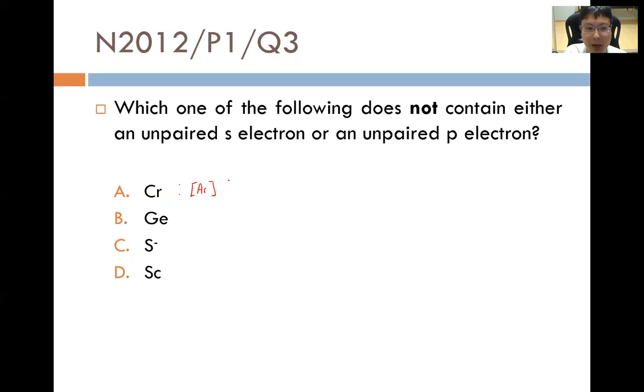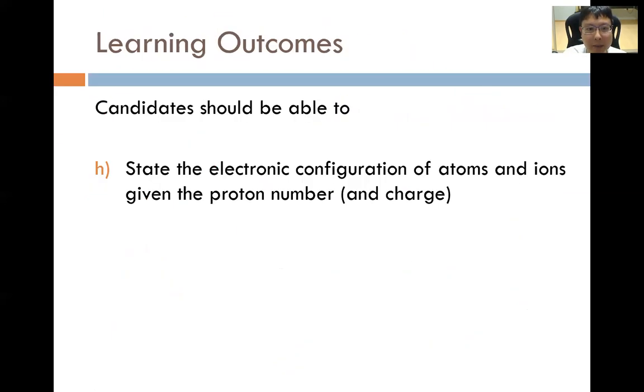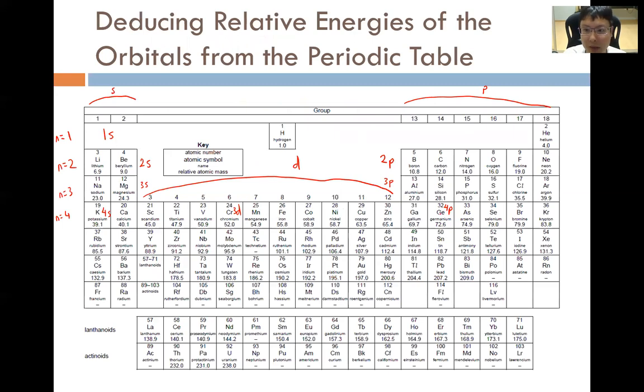After this, we will have the 4s1, 3d5, and if you were to write it like this, it would be like this. So indeed it does contain an unpaired s electron, and hence chromium does contain an unpaired s electron, although it does not contain an unpaired p electron. Germanium, unfortunately, I do not know where this is in the periodic table, so we have to go and look at it. So germanium is here. If we were to write the electronic configuration, it would be 4p2.